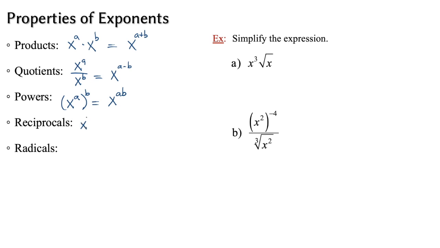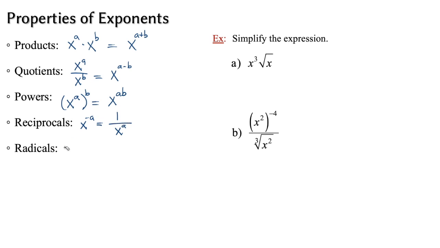Now, reciprocals come about by negative exponents. So if I have x and my exponent is negative, what that tells me is it needs to be the reciprocal. So a negative exponent means it's 1 over the base raised to that power. And once you actually find the reciprocal, the exponent now is written positively.